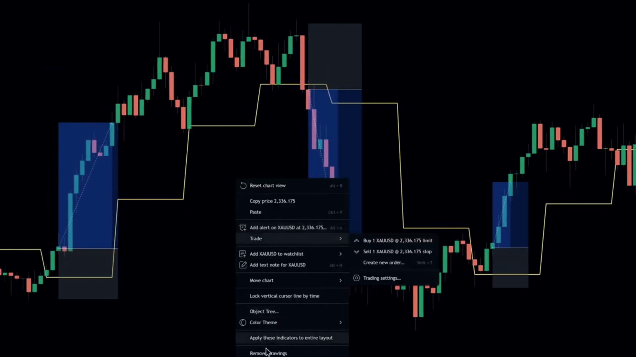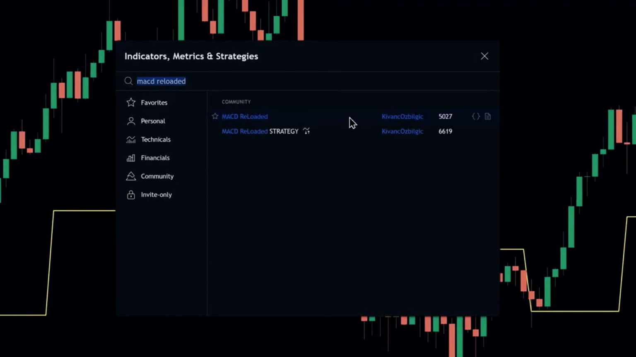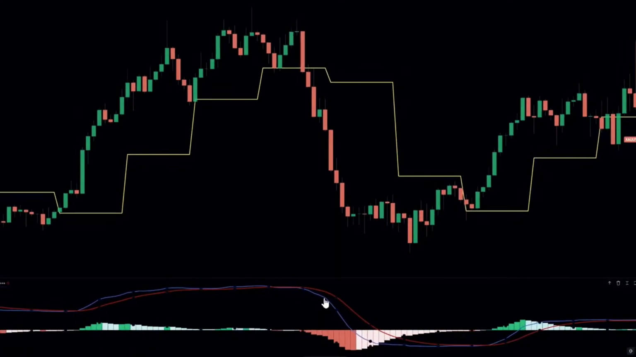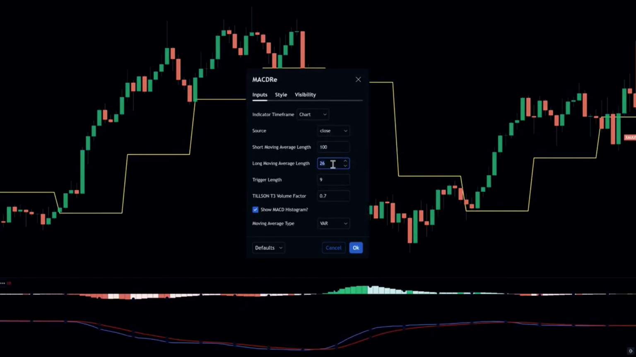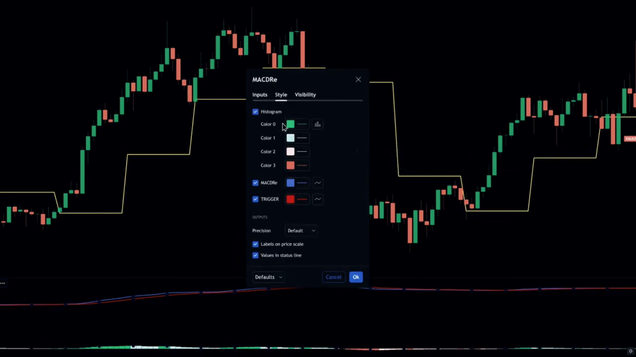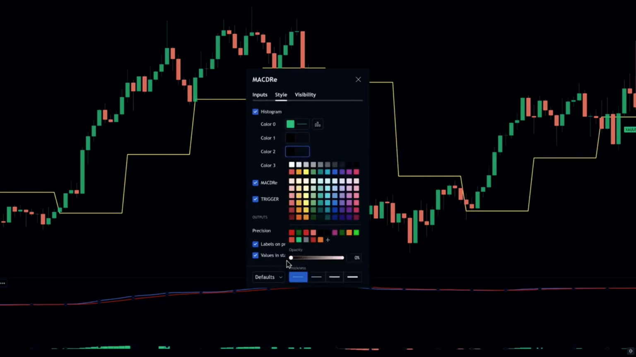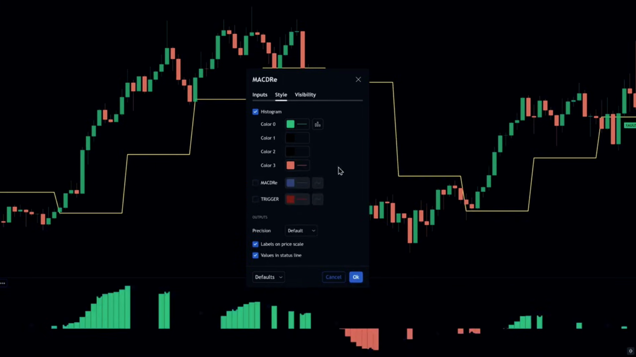The second indicator used in this strategy is called MACD Reloaded, created by this amazing author. Big shout out to both of them. After adding it, we'll adjust a few settings. The short moving average length will be set to 100, and the long moving average length will be changed to 200. Then, in the Inputs tab, we'll reduce the opacity for color 1 and color 2 to 0% and disable two specific options. Once that's done, we'll save the changes.